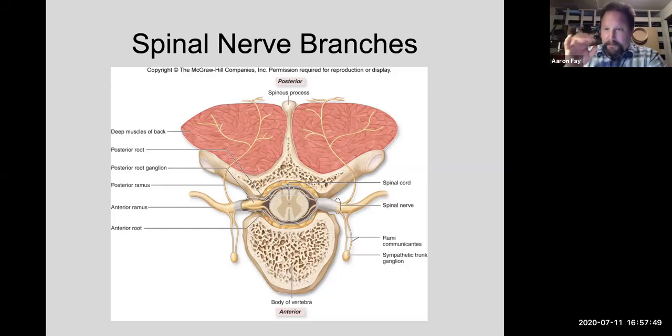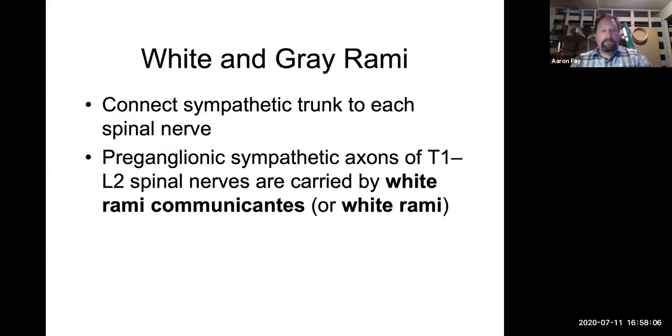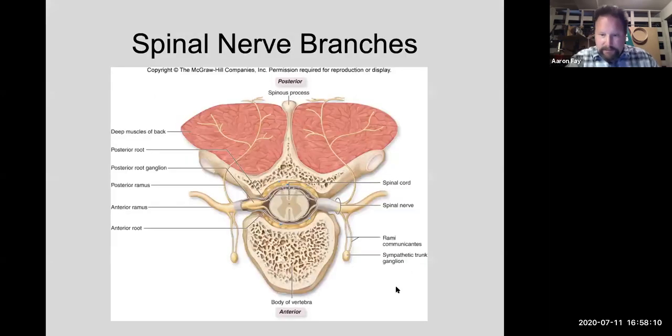So I'm doing a little bit of foreshadowing, but let's pull it back to what we need to understand. The rami communicantes are found just lateral to the spinal nerve. The lateral structure is the white ramus. The medial structure is the gray ramus. The gray and white rami connect to the sympathetic trunk associated with each spinal nerve.